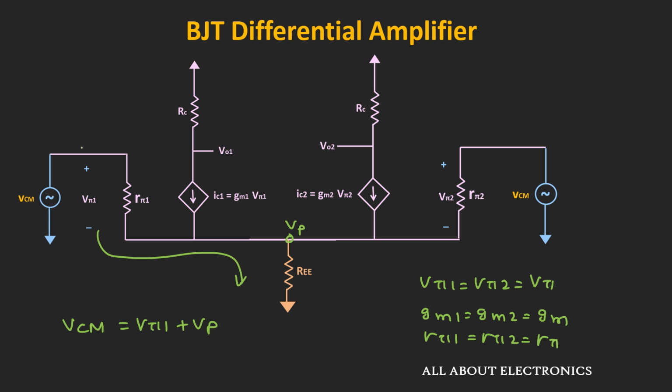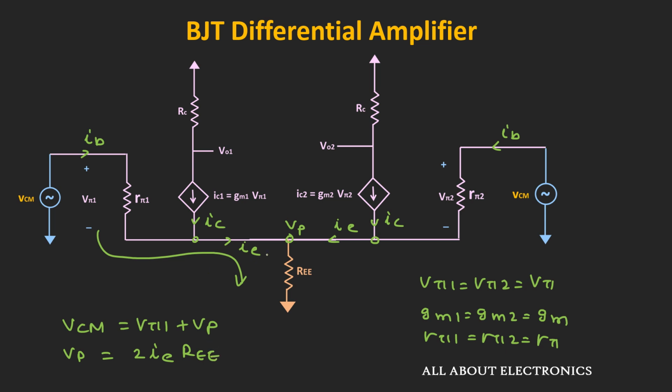And here, this current is the base current, while this current is the collector current. And the current which is coming out of this node is the emitter current. The same is true for this second transistor. This current is the base current, while this current is the collector current. And the current which is coming out of this node is the emitter current. So from this we can say that the voltage Vp is equal to 2 times the emitter current times RE.